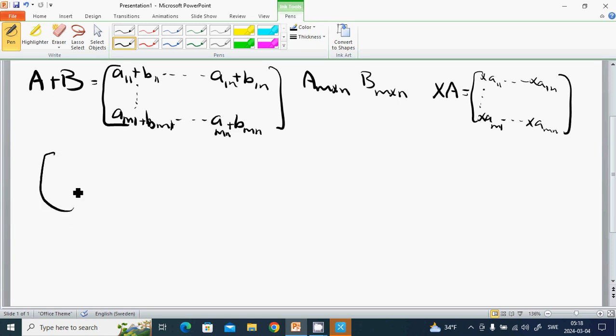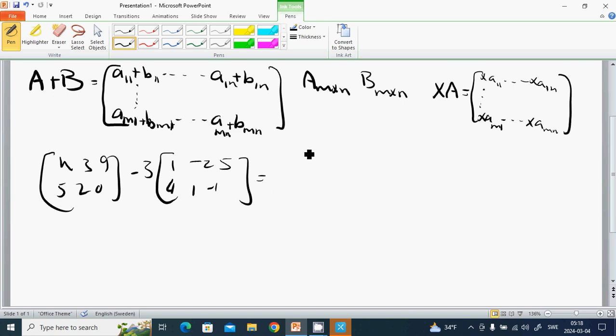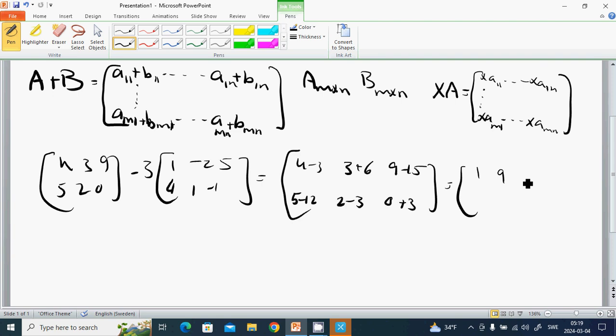Example: 4, 3, 9, 5, 2, 0 minus 3, 1, minus 2, 5, 4, 1 minus 1 equals 4 minus 3, 3 plus 6, 9 minus 15, 5 minus 12, 2 minus 3, 0 plus 3 equals 1, 9 minus 6, minus 7, minus 1, and 3.